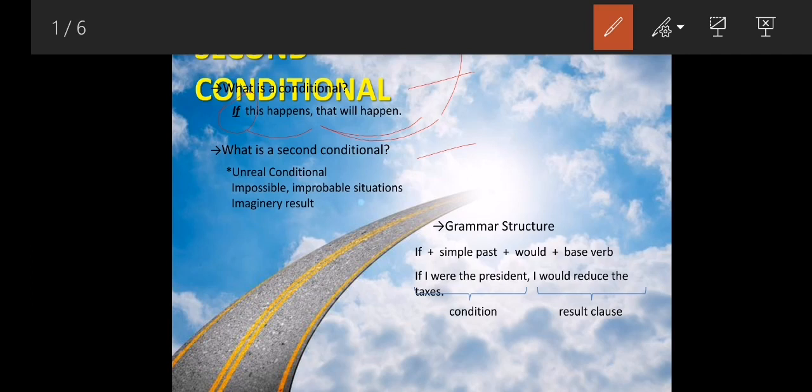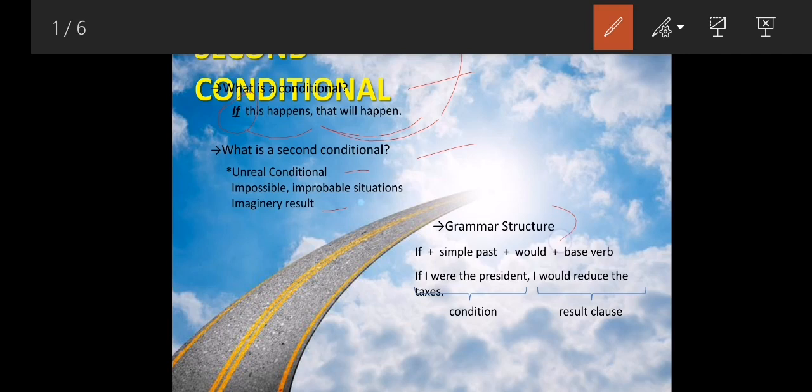It is often called unreal conditional because it is used for unreal, impossible, or improbable situations. This conditional provides an imaginary result for a given situation. It is very unlikely that the conditional will be fulfilled. Second conditional sentences or type 2 sentences refer to an action in the present that could happen if the present situation were different. We shouldn't really expect the situation to change because it is very unlikely.